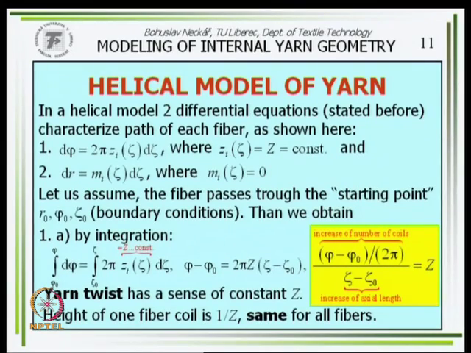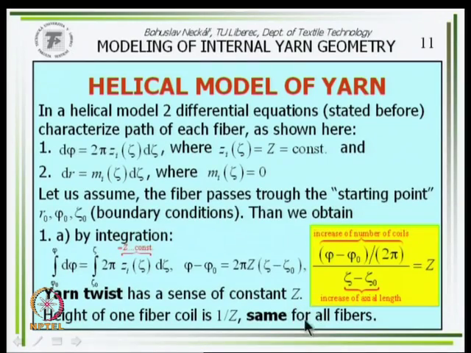Divided by 2 pi, 2 pi is one round. So it is the number of coils, isn't it? The number of coils per corresponding length is the definition of twist. Is it so? Well, so such a constant z has the sense of yarn twist. So also the axial height per one coil must be 1 by z, evidently.